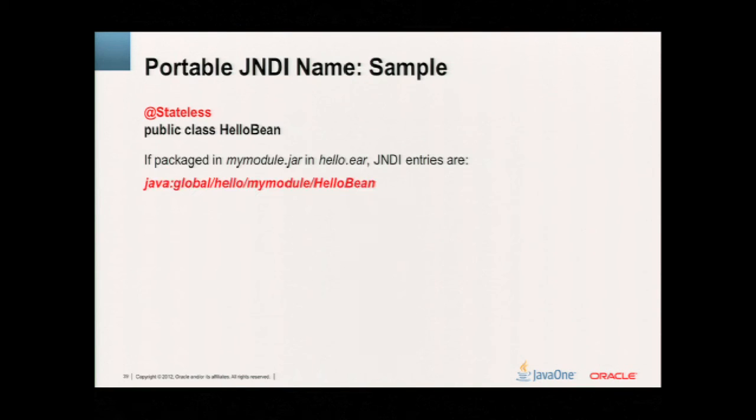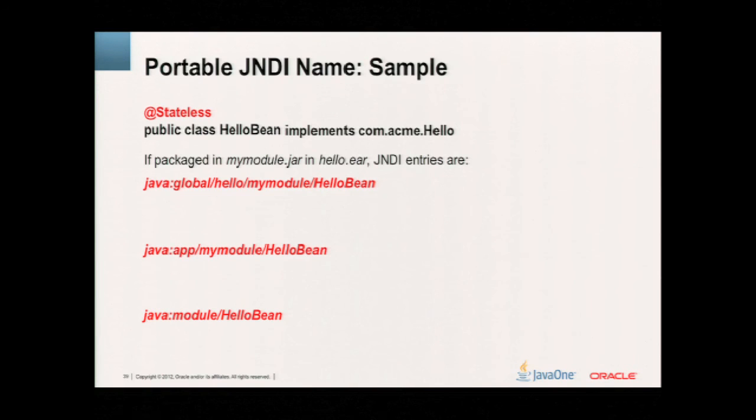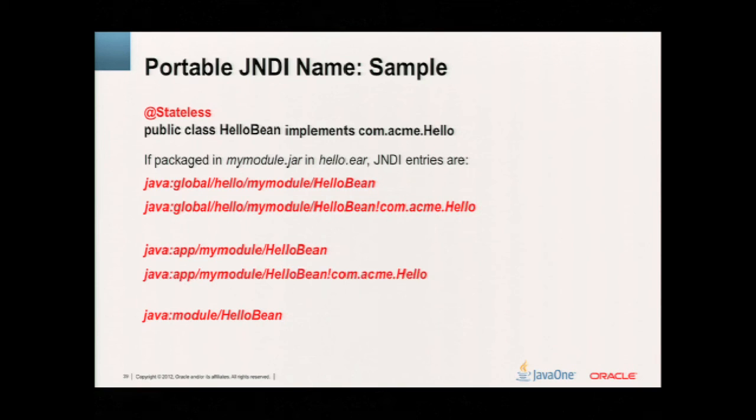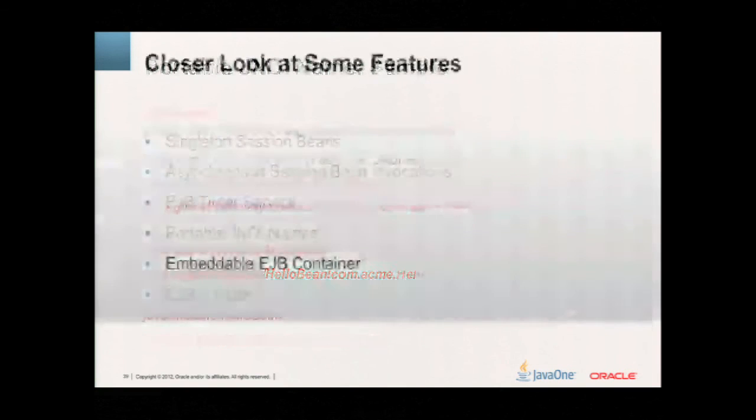So if you have a hello bean that you deployed inside my module jar and hello ear, it will be java:global/hello/mymodule/hellobean, where hello is the name of the ear, mymodule the jar, and hellobean. Inside that ear, you can look it up from a different EJB or servlet that is in a separate war with java:app, and then only the module name and the bean. And inside the same module, this bean is available without any knowledge of the packaging: java:module/hellobean. So if this bean implements an interface, and assuming it also is marked as local bean, that particular view will be with the fully qualified interface name.